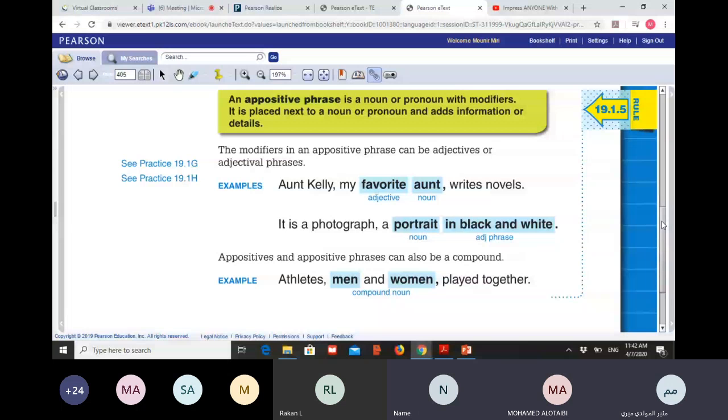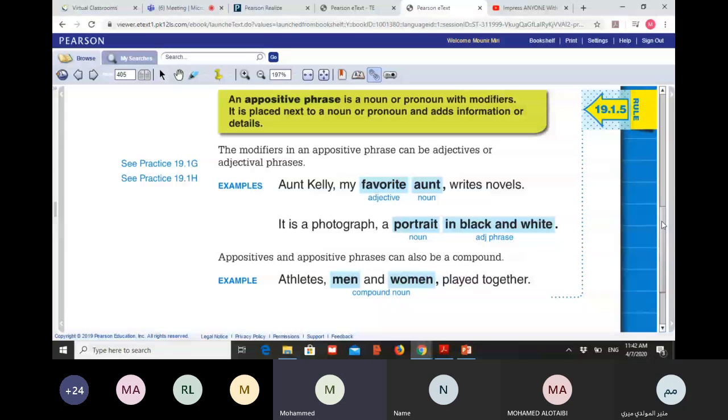Don't worry, Mohammed Shawi, can you read, please, what is an appositive phrase and the examples that come after? An appositive phrase is a noun or pronoun with modifiers. It is placed next to a noun or pronoun and adds information or details. The modifiers in an appositive phrase can be adjectives or adjectival phrases, like the ones that we studied last time. Examples: Aunt Kelly, my favorite aunt, writes novels.